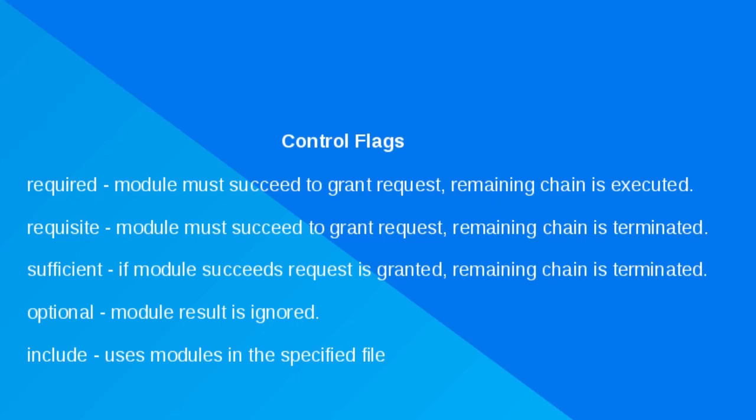Sufficient means if the module succeeds, the request is granted immediately. The chain is terminated. This means the following modules in the facility do not take effect. Optional means the module result is basically ignored or treated like a success. Include grafts the modules from the specified file into the facility.